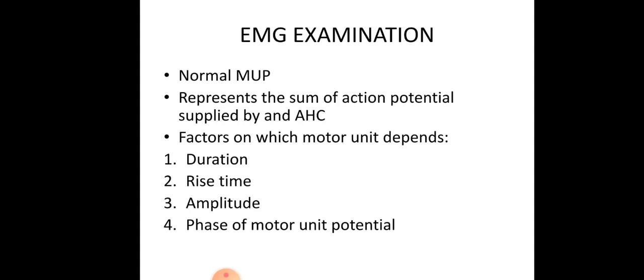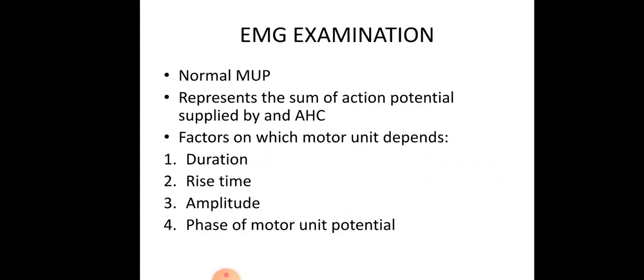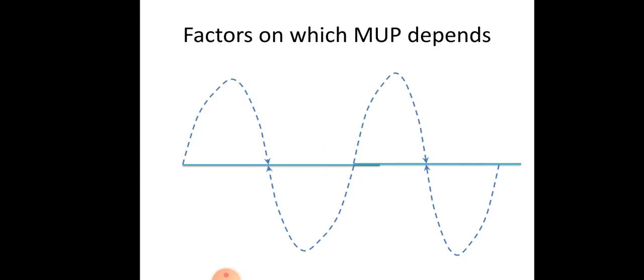First, remember, when we are learning EMG, when a therapist wants to conduct an EMG test on a patient, he has to know what a normal motor unit potential is. So first we'll deal with how the normal motor unit potential curve looks. The first factor on which motor unit action potential depends is duration. The duration of motor unit action potential is measured from initial takeoff to the point of return to the baseline. So when the graph takes off and when it returns to the baseline is your duration.